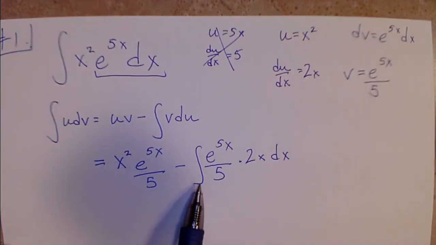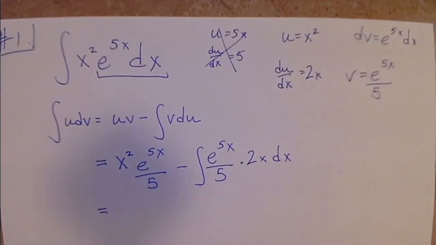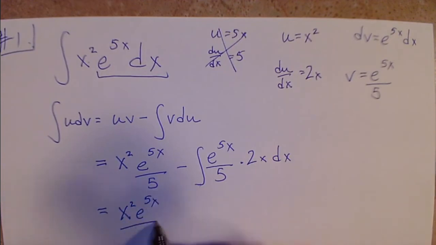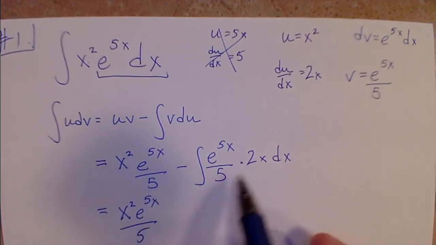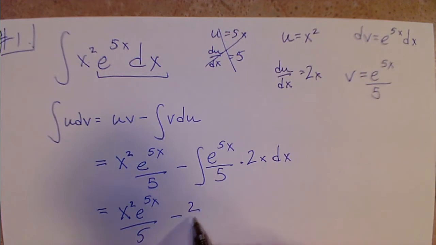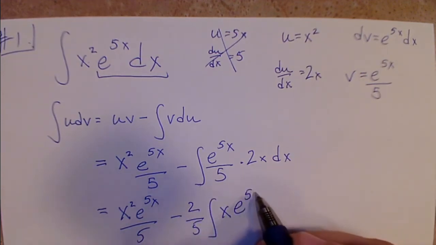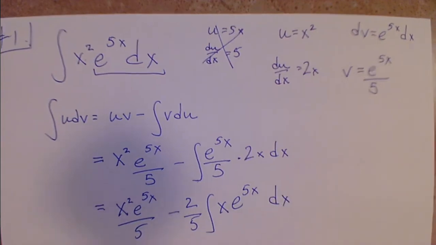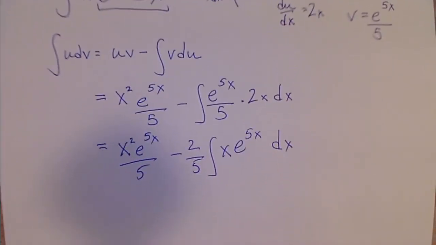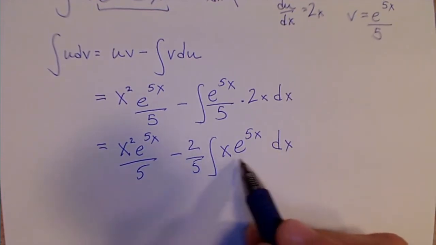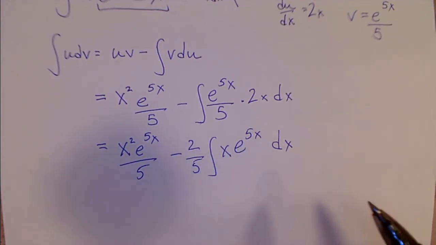So when you do by parts integration, you always have an integral in the answer. And so I'm going to write this as x squared e to the 5x over 5. I'm going to go ahead and pull these constant multiples out. Minus 2/5 times the integral of x e to the 5x with respect to x, like so. Now, this may seem frustrating because, oh man, I still have this x e to the 5x here. But all that means is we're going to do by parts once again.